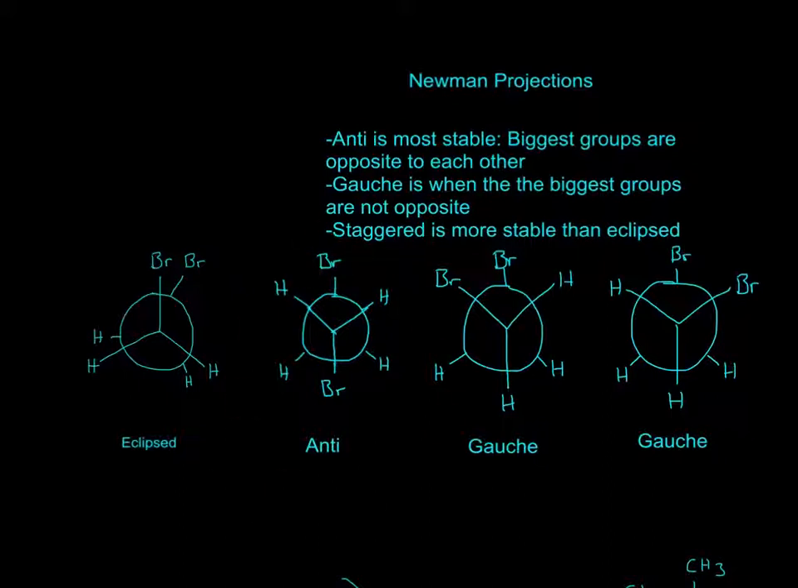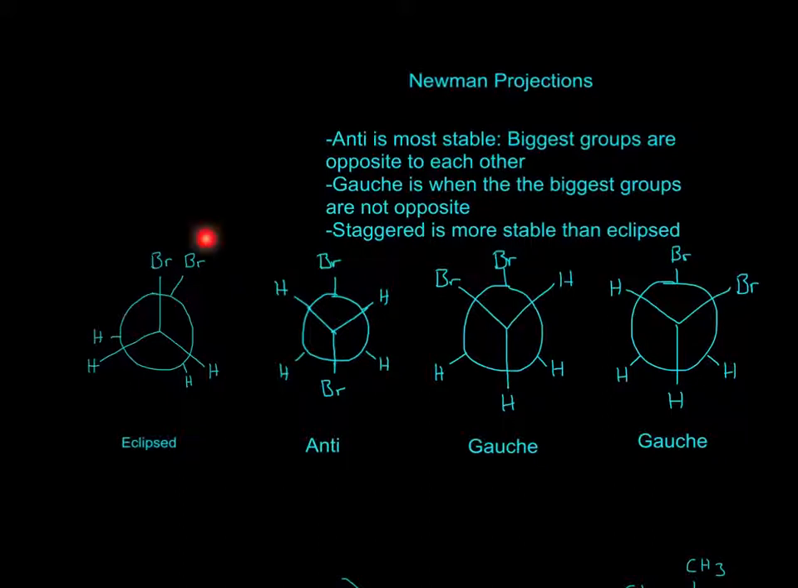Because this one, anti, is the most stable because the bromines are the farthest apart. The electrons don't want to be next to each other because like repels like, right? So the bromine and bromine want to be as far away as possible from each other, and that's why this anti is the most stable. That's when the biggest groups, in this case bromine, are the farthest away from each other. Now, if the bromine is to the left or to the right, we call that gauche. And gauche is just when it's not anti.